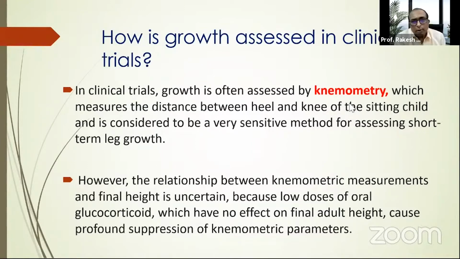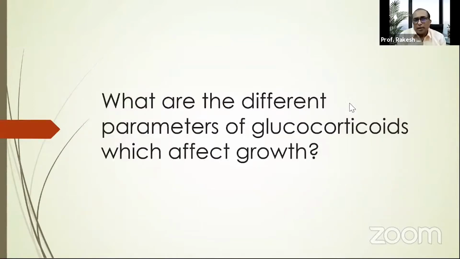Now, one interesting point I just wanted to mention here was that when you're assessing growth over a short-term period, the way you assess is called knemometry, which is the measurement of the distance between the heel and the knee of the sitting child, and this is considered to be a very sensitive method for assessing short-term leg growth. When you're looking at short-term glucocorticoid use, you may be able to assess the effect on growth by this parameter, while the final height may not be influenced in every child who's on glucocorticoids for a small period of time or on low-dose glucocorticoids. But somebody who's been on a higher dose would definitely have a significant impact on the adult height.